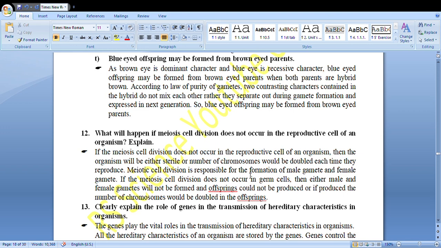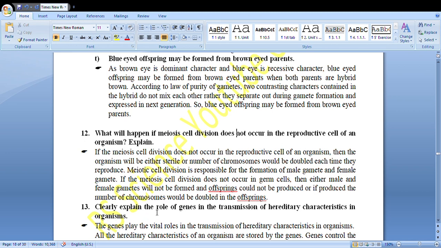Meiosis cell division is essential for the formation of male and female gametes. If meiosis does not occur in germ cells, either male or female gametes will not be formed. Offspring could not be produced, or if produced, the number of chromosomes would be doubled in the offspring.